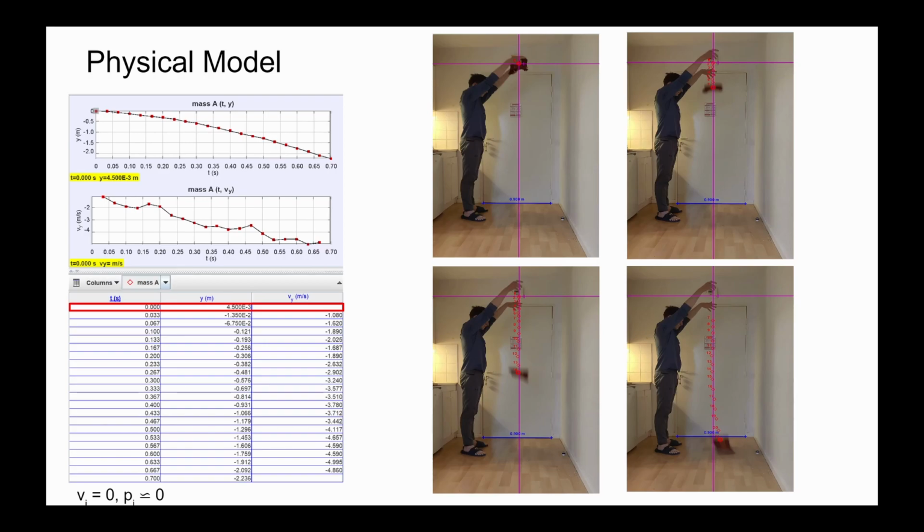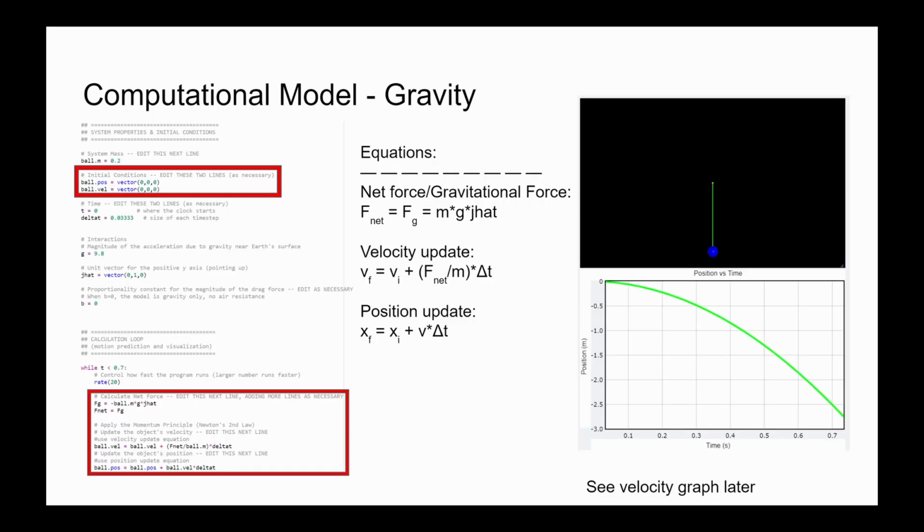In the physical model, you can see that I drop it, and it accelerates as it falls because the gravitational force is greater than the drag force, and you can see that reflected in the model on the left. The first computational model is the one with only gravity. The equations that we're using are the gravitational force, the velocity update, and then the position update. We define our initial conditions in the code, and we define our equations down at the bottom of the code so that it can calculate those values and display them in the graph on the right. I will show you the velocity graph later as we get into the physics discussion.